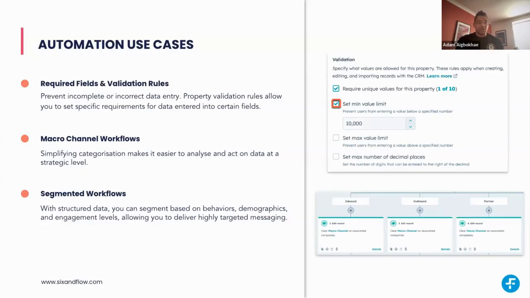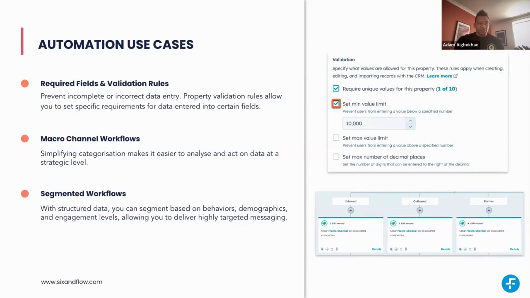But HubSpot's just recently brought out regex validation as well. So setting up validation rules on custom properties gives you really, really granular control over the types of fields that go in, or the values that go into those fields as well. So field level validation, really useful.